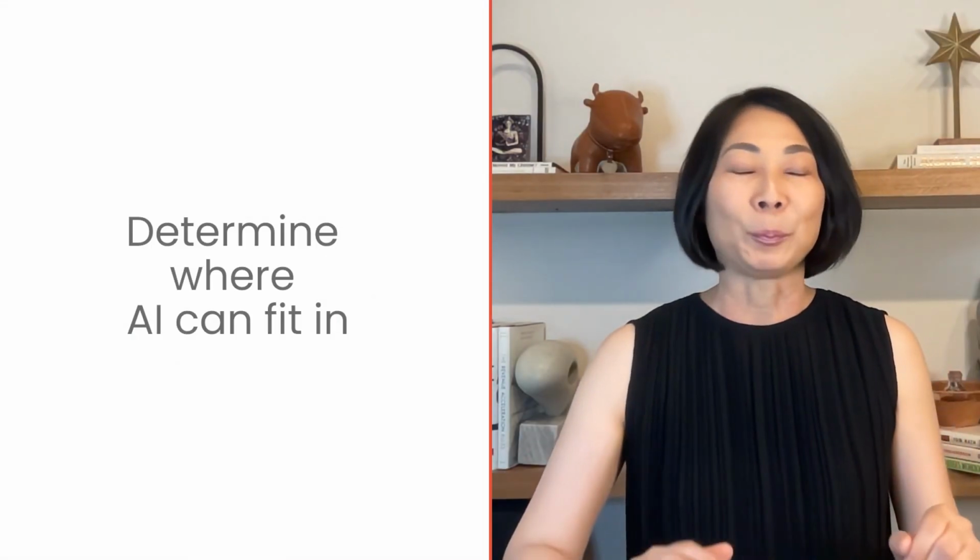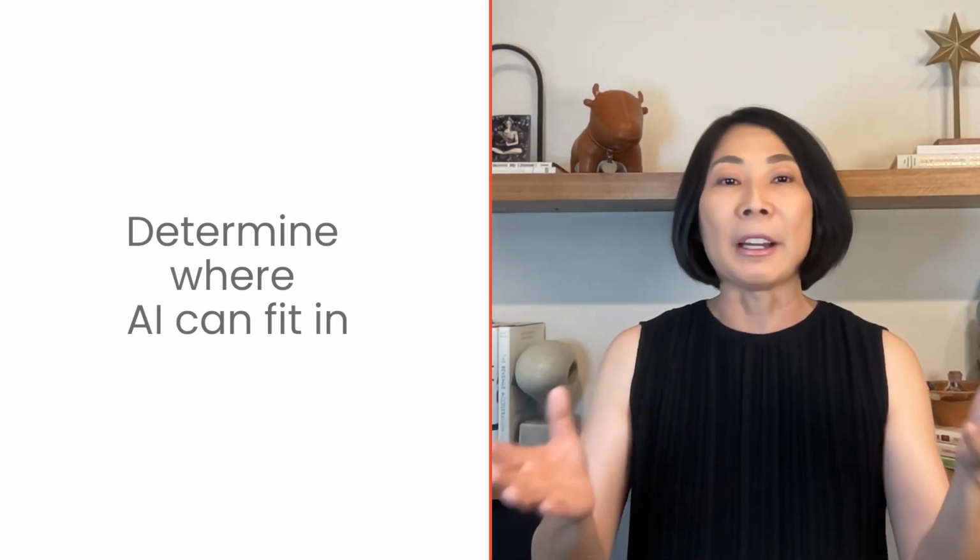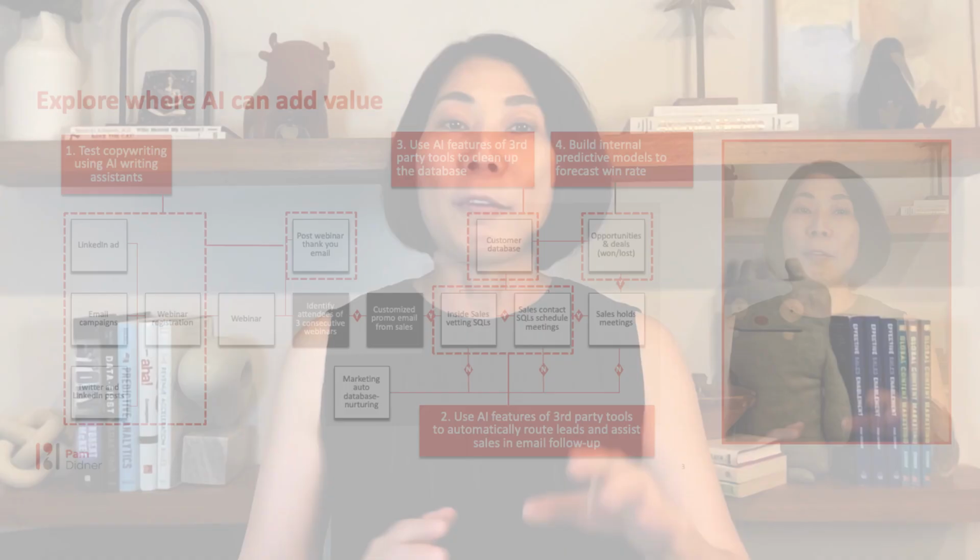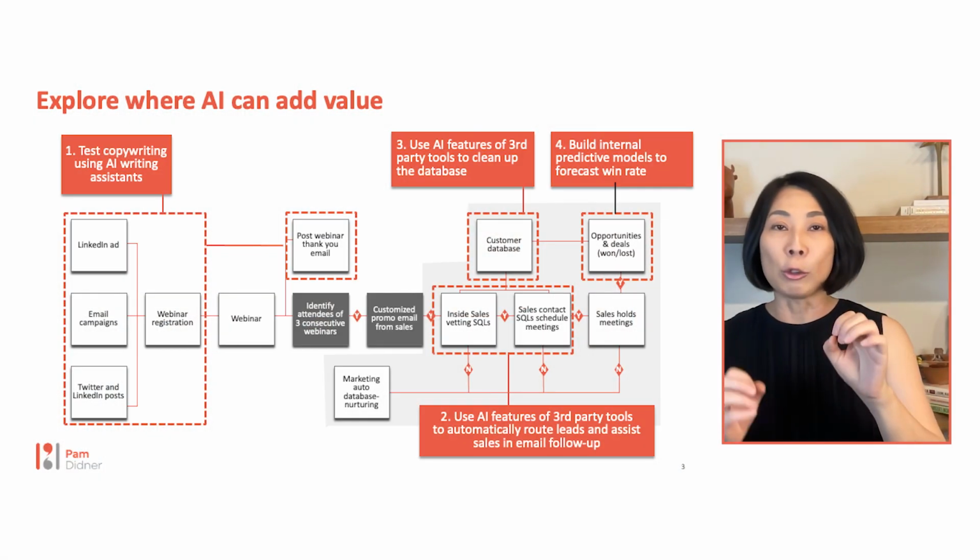Step number 2, determine where AI can fit in. So now you have a nice workflow in front of you. You can determine how to use AI to help you. And let's also use this specific workflow as an example. I identify 4 opportunities to share with you.